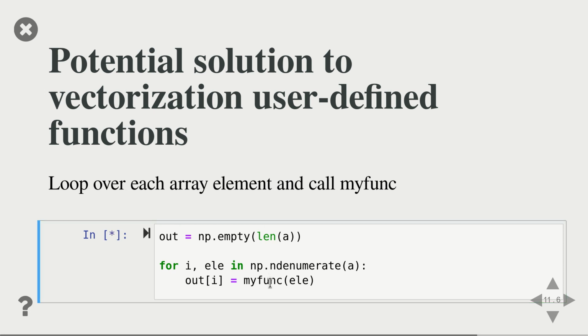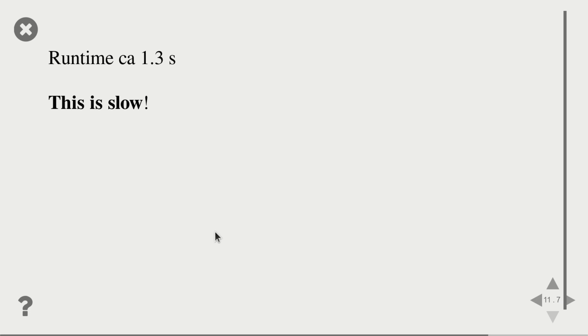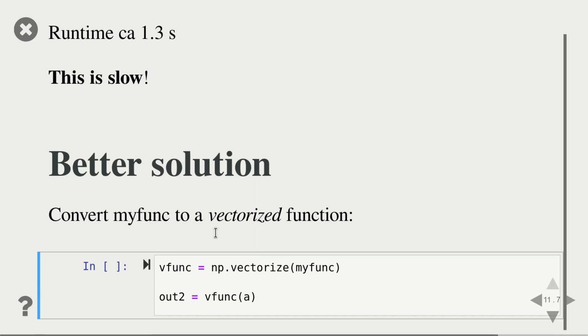Let's see how slow. Okay, so let's try and run it again. So it roughly takes maybe 2 seconds, or 1.3 seconds I've measured. So this is slow for, I think the array was 1 million long.